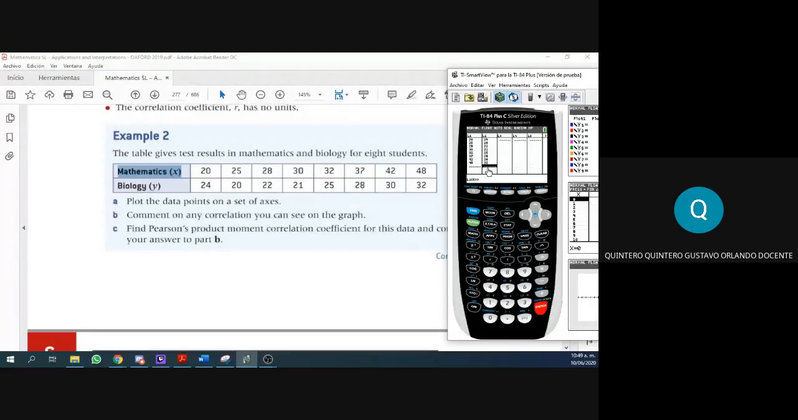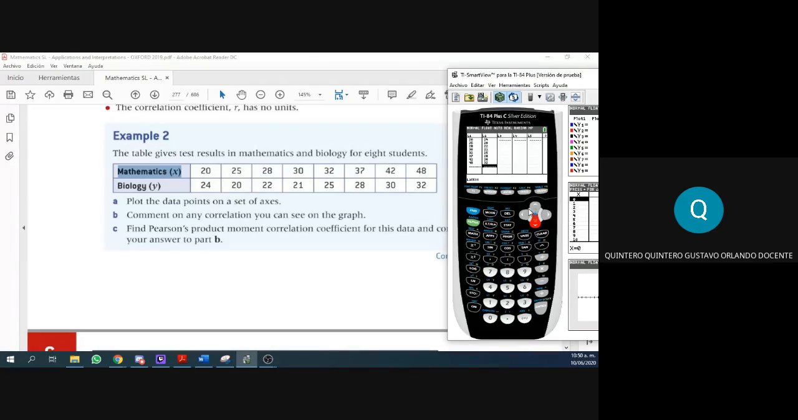Always double check your information. Otherwise, you are going to have different values of R. Different values are going to give you different conclusions. So you want to check your information. 20, 25, 28, 30, 32, 37, 42, 48. Beautiful. 24, 20, 22, 21, 25, 28. Look, I said 38 here. It was 30. No, it's 30. Okay. 32. Beautiful. All right.